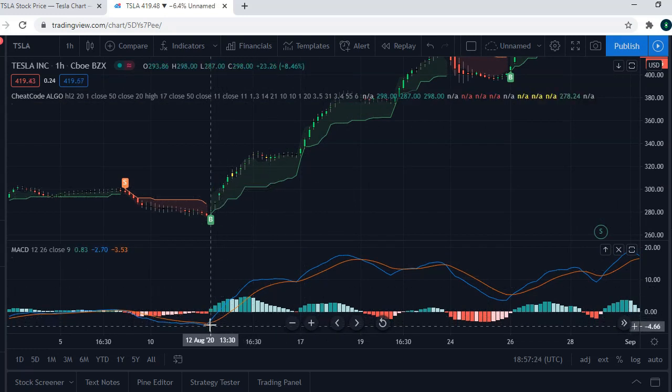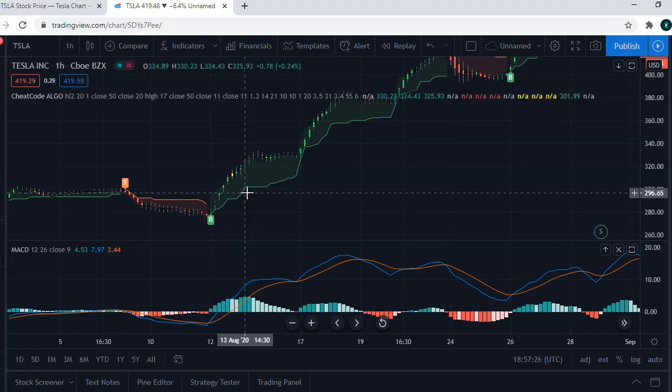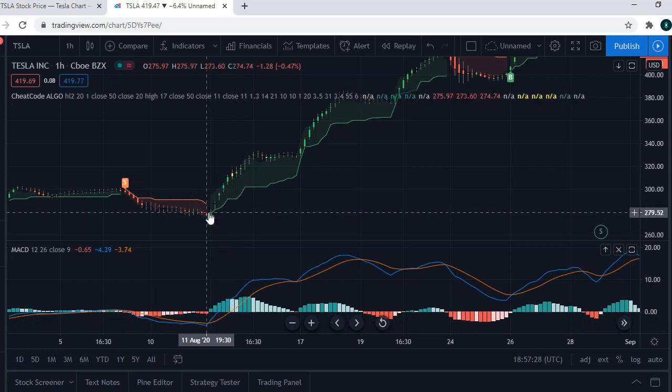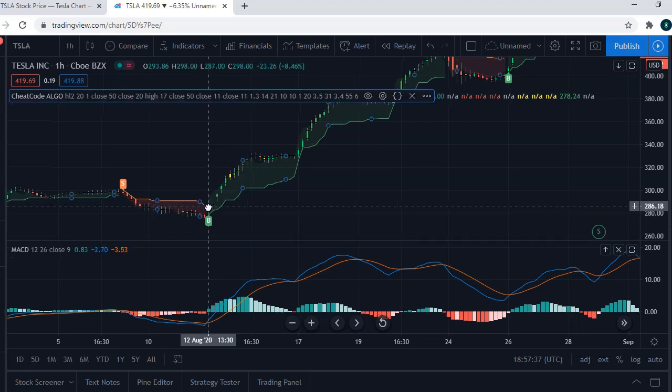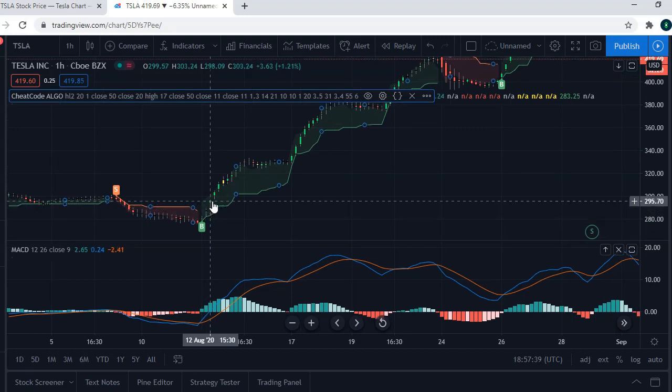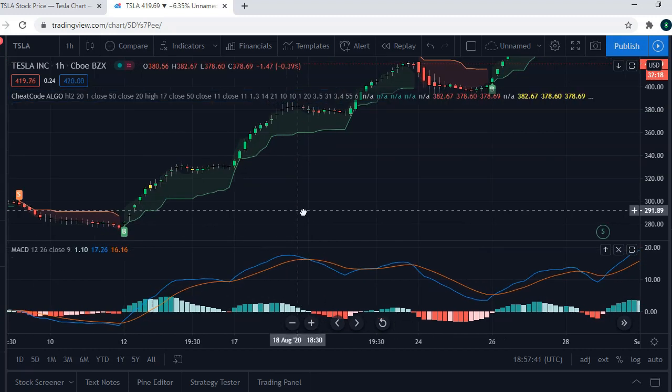So here we have a MACD crossover to the positive, green line trending up, and our green bars are going up in an upward fashion. So we can go ahead and take our trade right here at 289. Okay, once we take our trade at 289, we're entering into the trade.